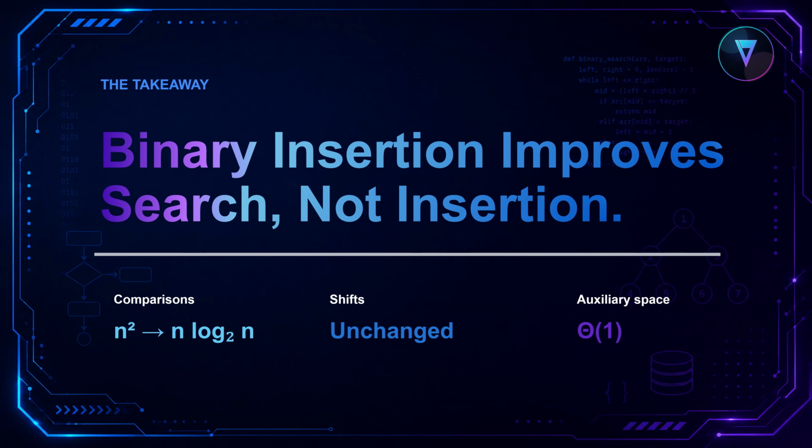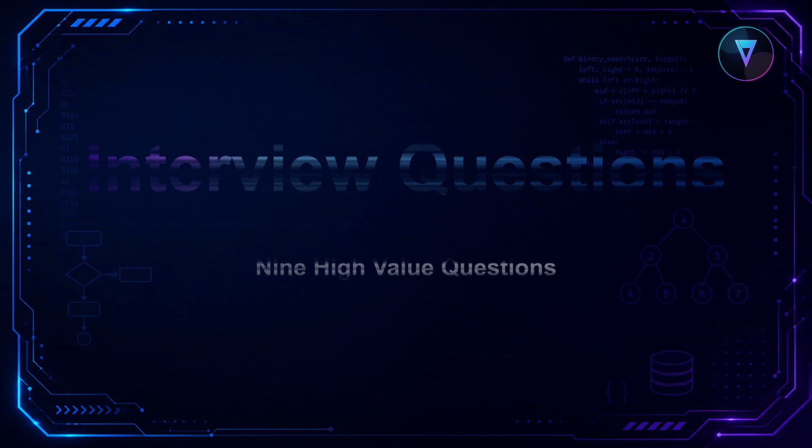We can summarize the comparison in one sentence. Binary insertion sort improves the search step, not the insertion step. It reduces comparison growth from n squared to n times log of n, but the number of shifts remains unchanged. Therefore, both algorithms still have O of n squared average and worst case time, and both use only O of 1 auxiliary space.